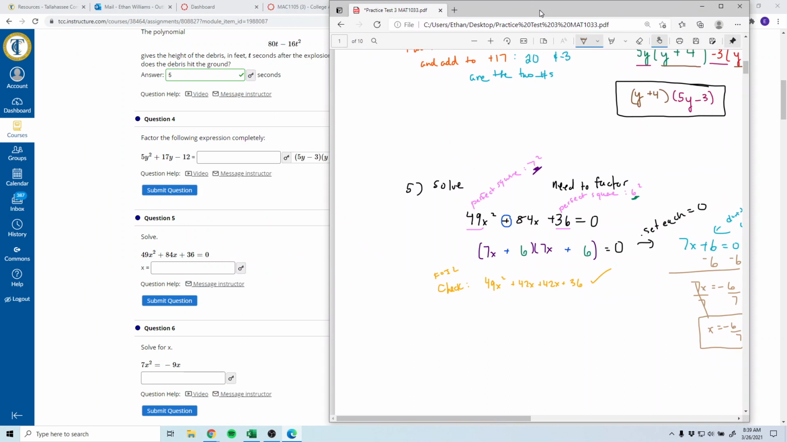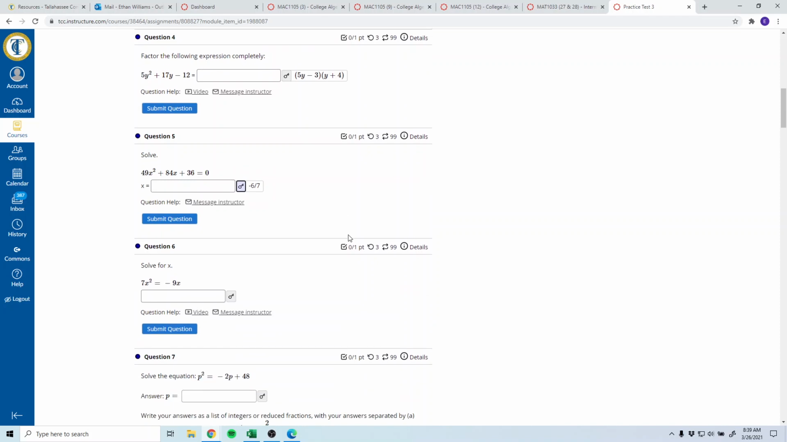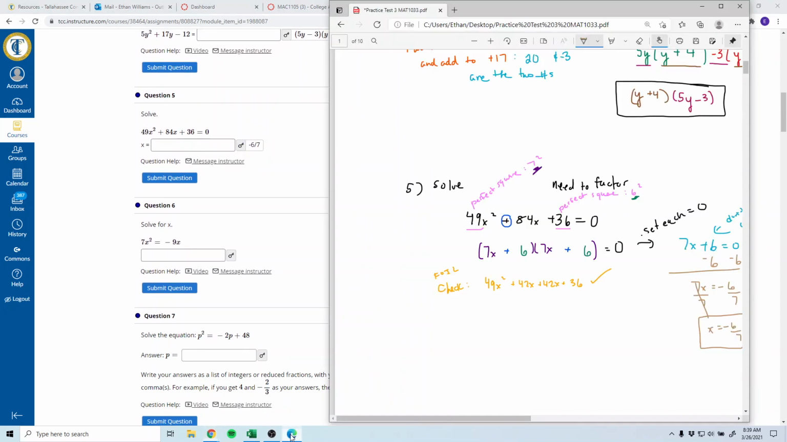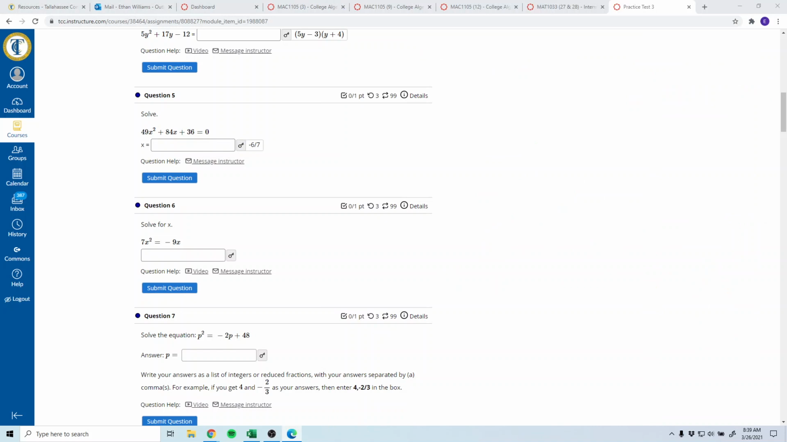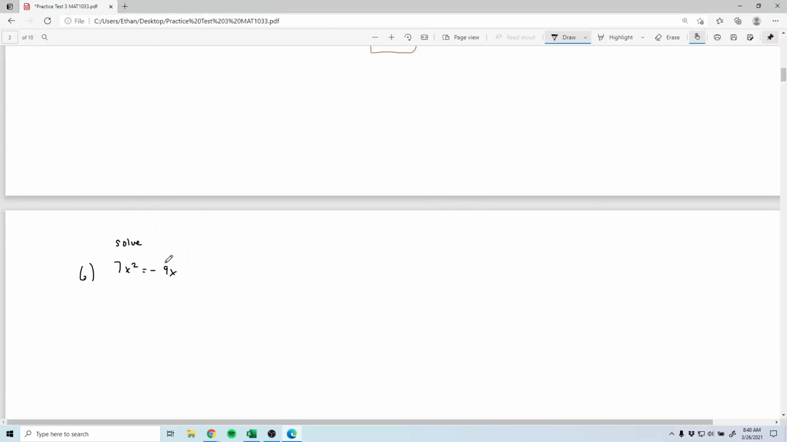Okay, we can go ahead and check that answer. Negative 6 over 7, perfect. Number 6 is another equation to solve. It's set up a little bit differently. We've got to solve 7x squared equals negative 9x. But once again, even though it's written on each side, it's not written very pretty for us.